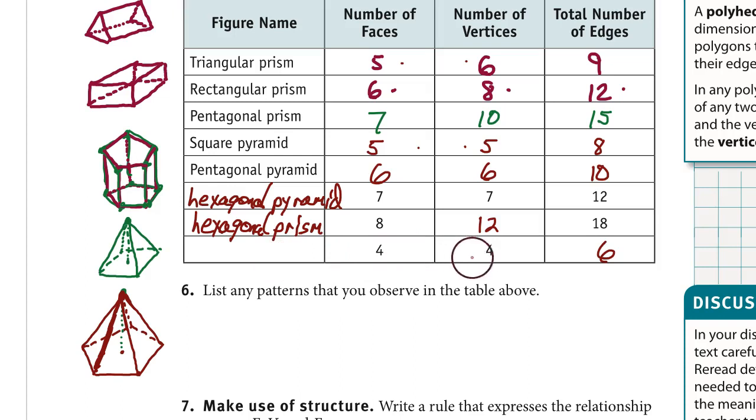Now, because this is 4 and this is 4, we know that this is a pyramid. To decide what kind of pyramid it is, we're going to take 1 less than the number of faces. This is a triangular pyramid.